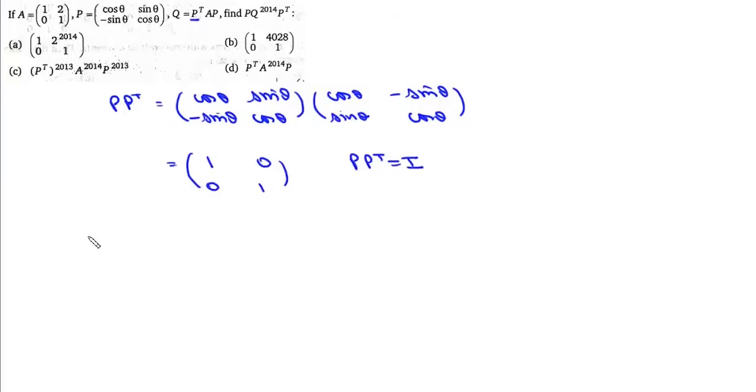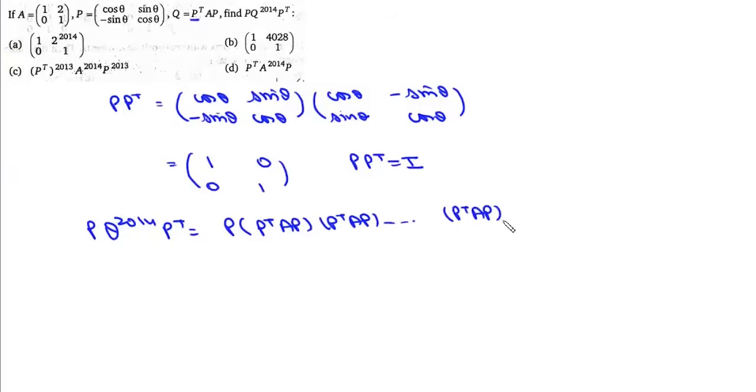Now if we find P Q to the power 2014 P transpose, it will be P and then P transpose A P, P transpose A P 2014 times, and then P transpose. Now P into P transpose, they are all identity matrices. So it will be simply A multiplied 2014 times. So this expression is nothing but A to the power 2014. Now we need to find A to the power 2014.